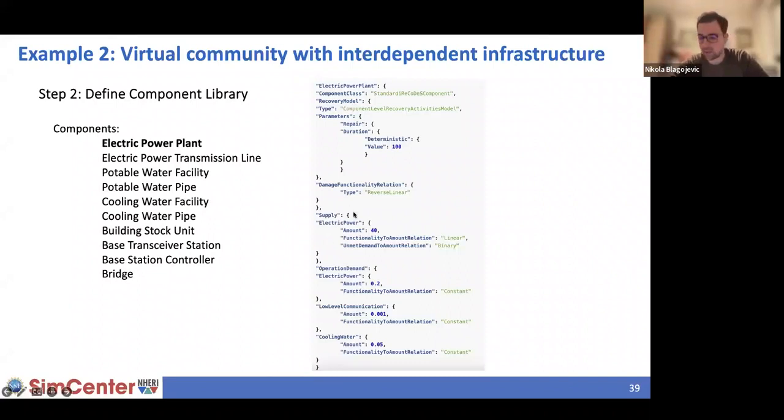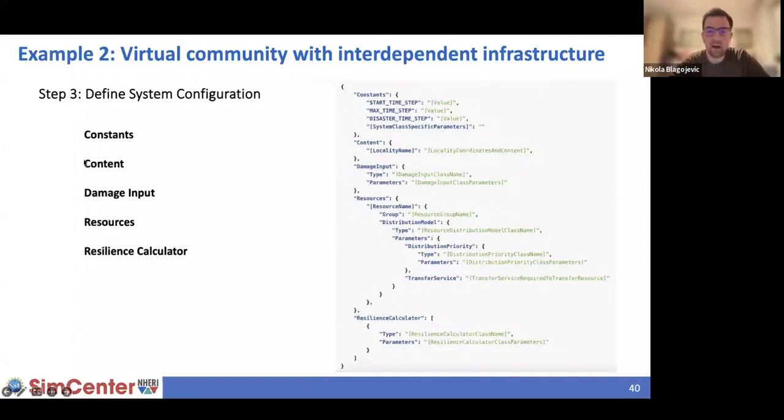And as I mentioned before, you need to define such parameters for each of these components. Of course, there's a lot of copy-paste when you do this, so it's not that difficult. Now we move to the system configuration file, which is a bit longer, and it has 5 sections. So there are constants, content, damage input, resource, and a resilience calculator. And now I'm going to step through each one of them for this example.